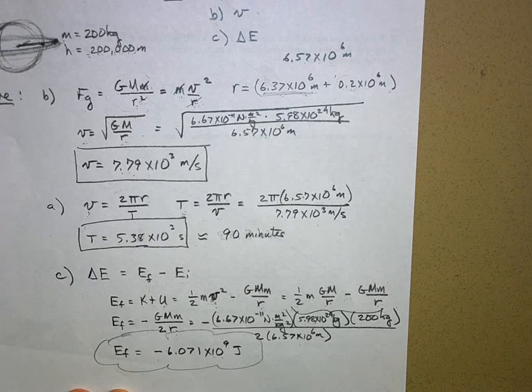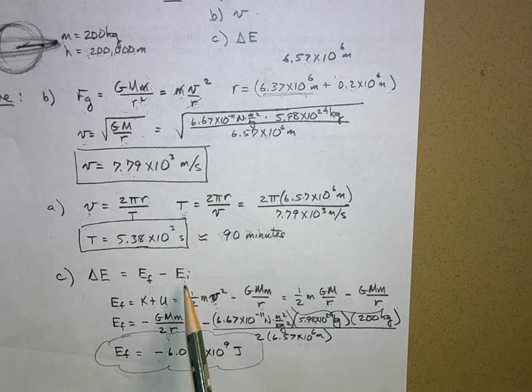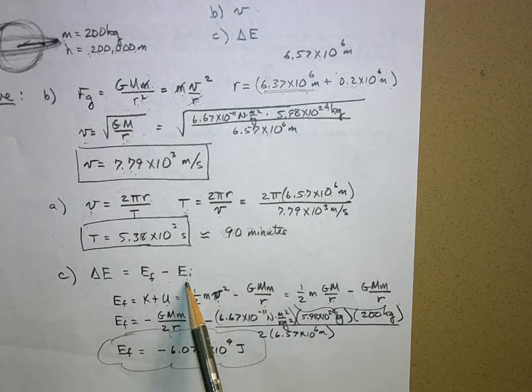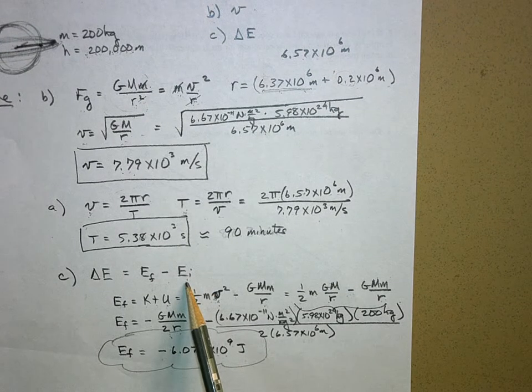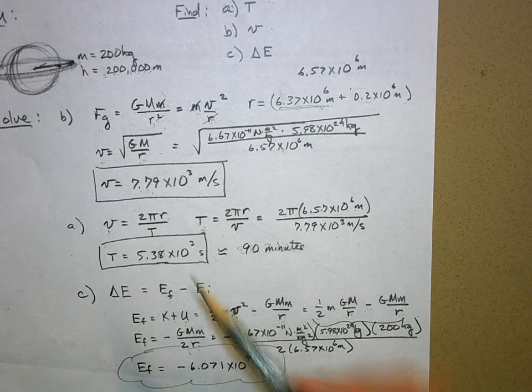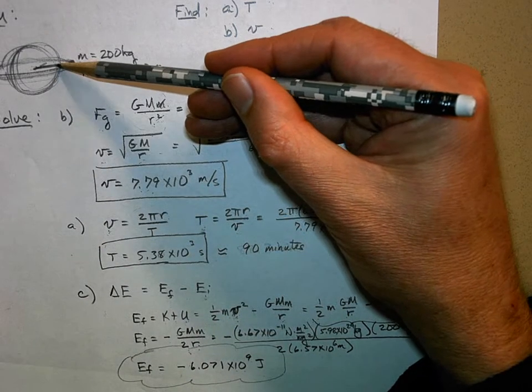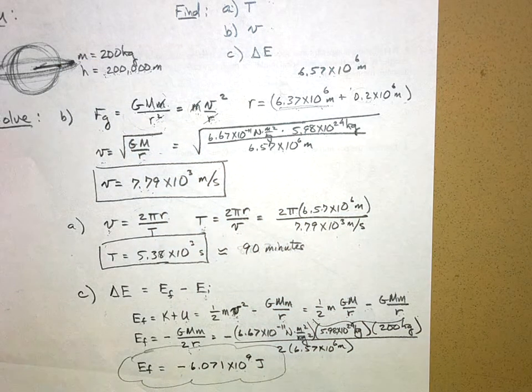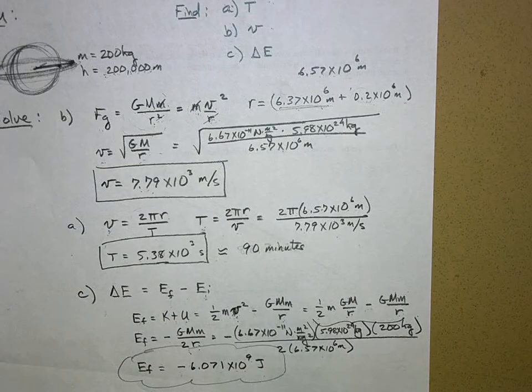Now I need to figure out what my initial energy is. Now this is a little bit tricky. Where is the payload? Where is my 200 kilograms at the initial condition? It's on the Earth's surface, near the equator. Now I wanted the minimum possible energy, which means I want the maximum possible kinetic energy.